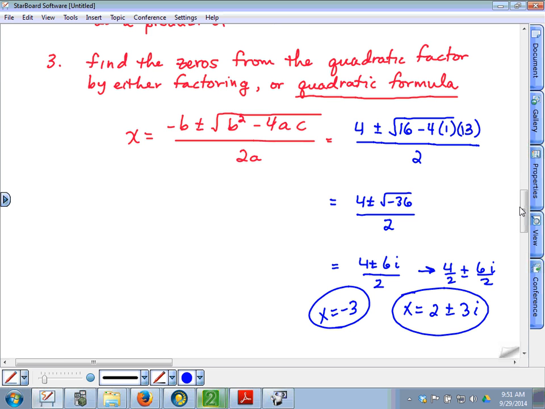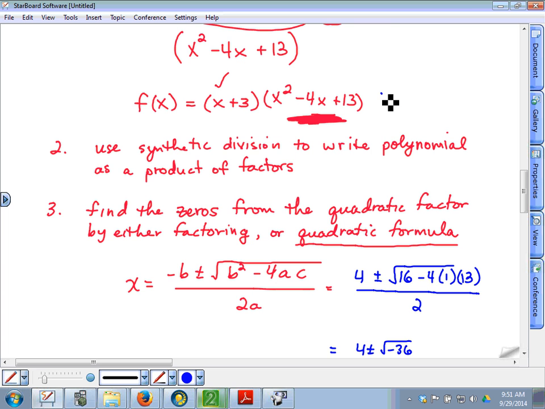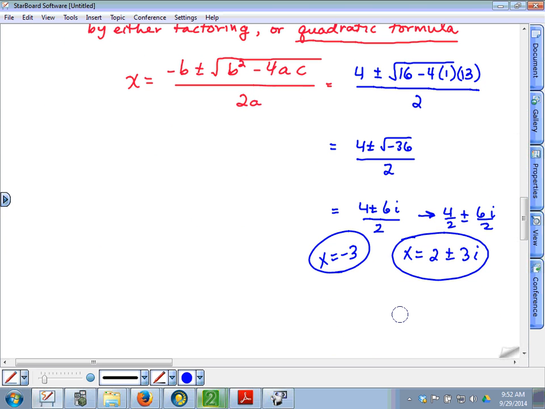There is one additional thing, though. You remember how I said this was not fully factored right here? Now we can fully factor f of x because we know what all 3 zeros are. So x plus 3 from this 0 right there. The other 2 factors are going to come from these zeros.